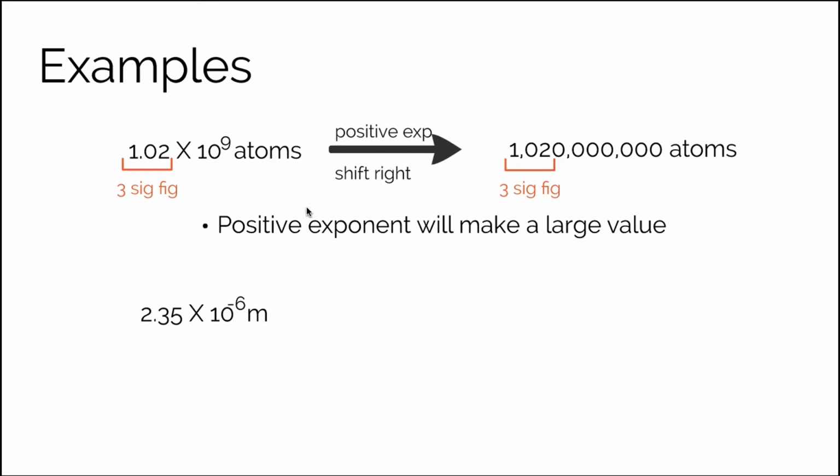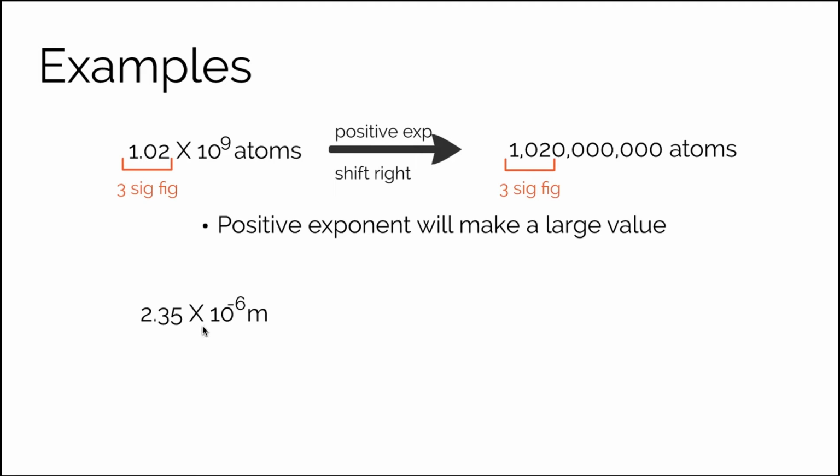For this, keep in mind that when you have a positive exponent, you will always be expanding your value and making it a very large number. So in this, we started with 1.02, and that's a pretty small number. There's nothing too great about it. But when you compare it over to the full value of it, this is in the range of billions. So again, because we had a positive exponent, we have a very large value in the billions.